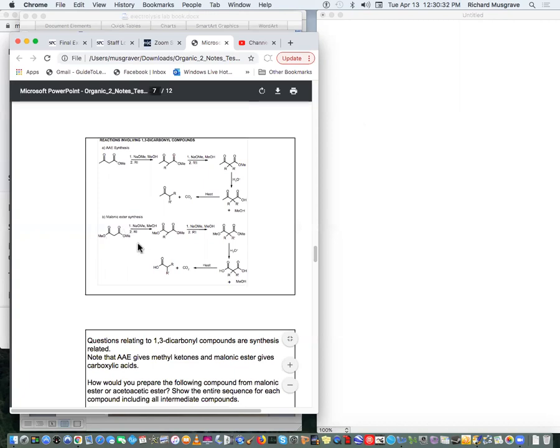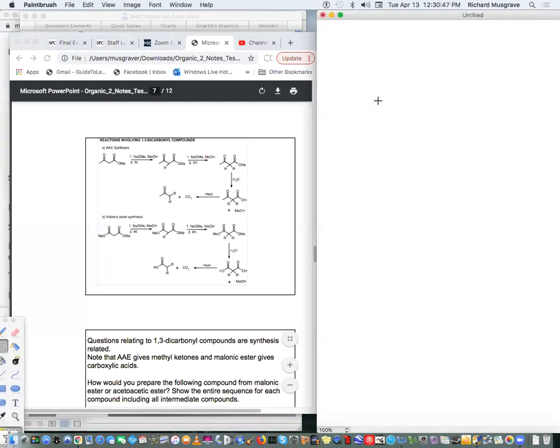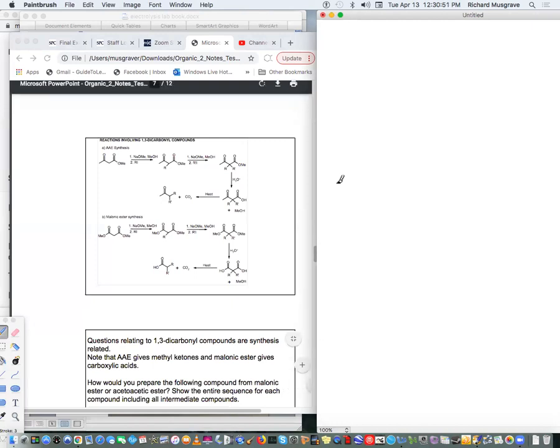You might have heard of malonic acid, especially if you're familiar with the carbon cycle, not the carbon cycle, the Krebs cycle. Yes, the Krebs cycle. All right. Or citric acid cycle, that's the other name for it.